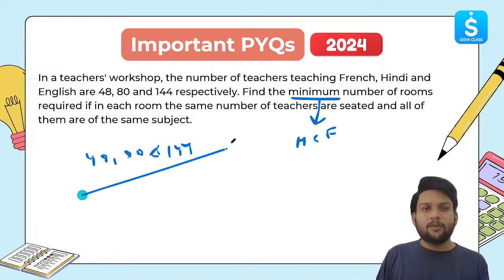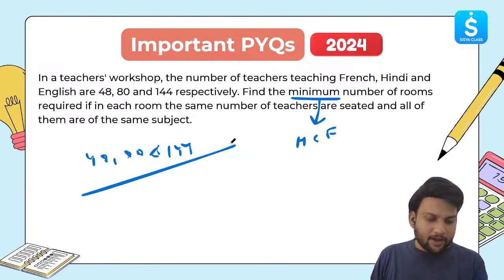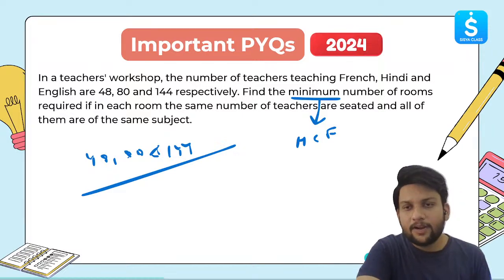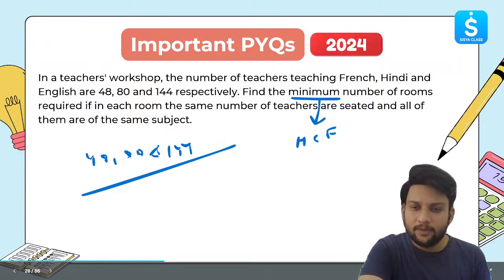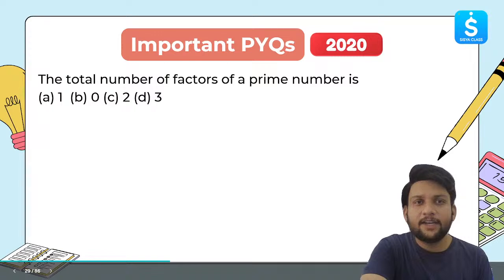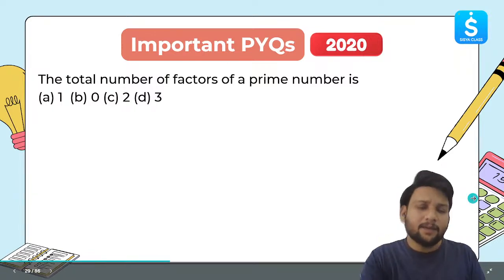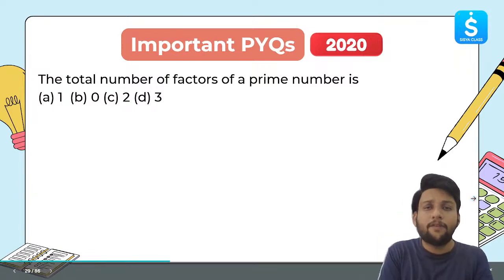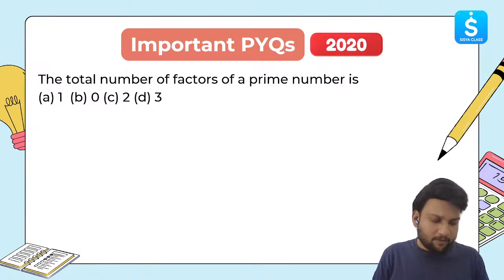I'm not going to do this one. If you are able to do it, fine; if you have any problem, you can let me know. Just give it a try. You know how to find the HCF, you've done so many questions now. Let's move forward without wasting any time. Okay, one very conceptual question: the total number of factors of a prime number is what? Come on, what is your answer?